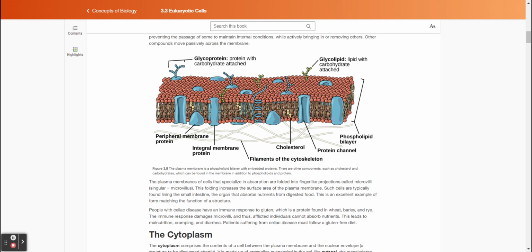Such cells are typically found lining the small intestine, the organ that absorbs nutrients from digested food. This is an excellent example of form matching the function of a structure. People with celiac disease have an immune response to gluten, which is a protein found in wheat, barley, and rye. The immune response damages microvilli, and thus afflicted individuals cannot absorb nutrients. This leads to malnutrition, cramping, and diarrhea. Patients suffering from celiac disease must follow a gluten-free diet.